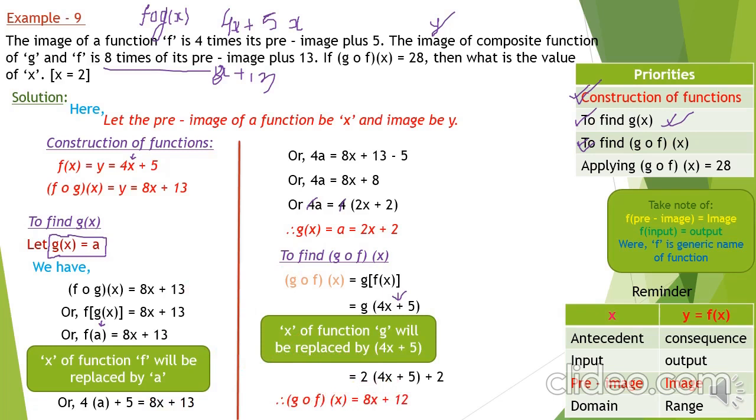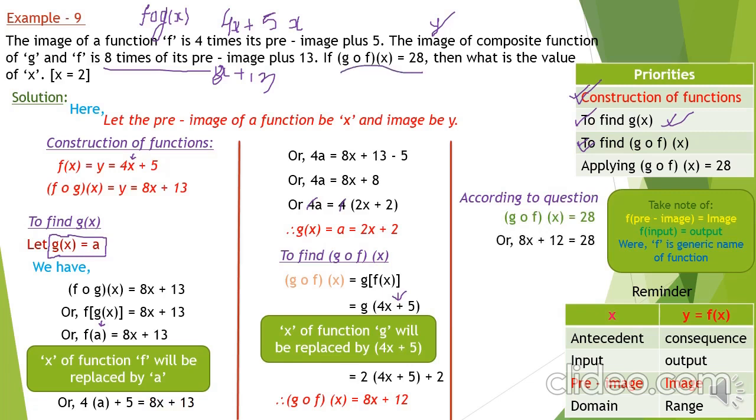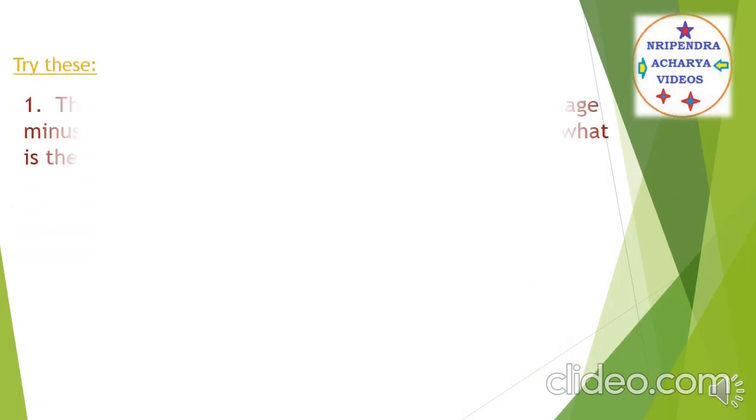Now according to the question, it is a bit congested on your screen, I think. According to the question, it's given right here, g of f of x is equal to 28. Now we have the value of g of f of x, that is 8x plus 12, and we can simplify it: minus 12, 8x is equal to 16, and x is equal to 2. 8 1 is 8, 8 2 is 16. You can just cancel it. Therefore that's how. Now this similar type of question is given as an example for you.